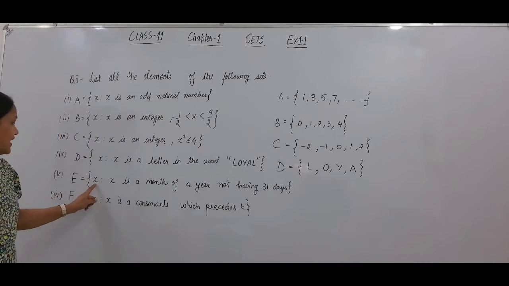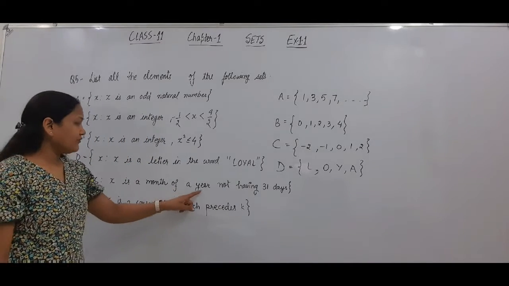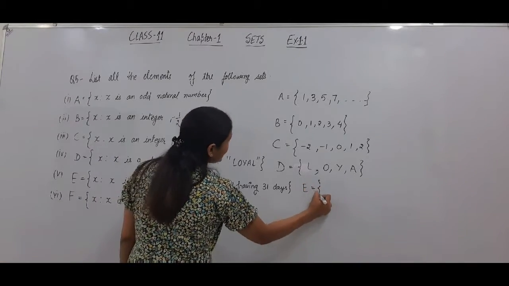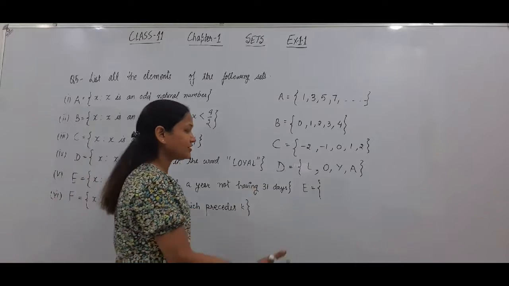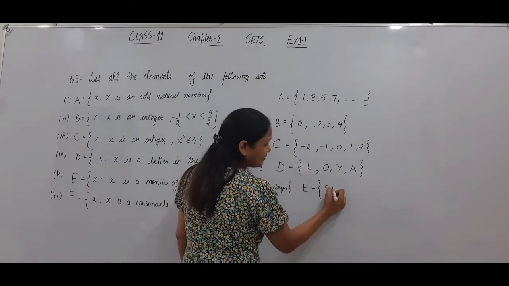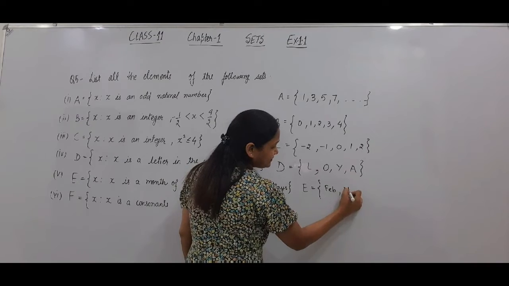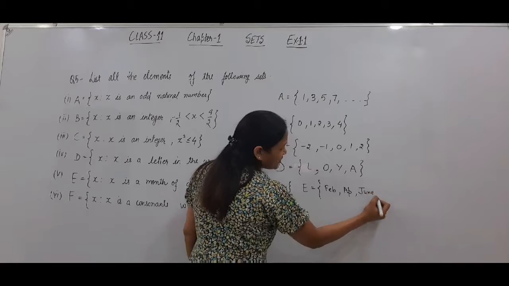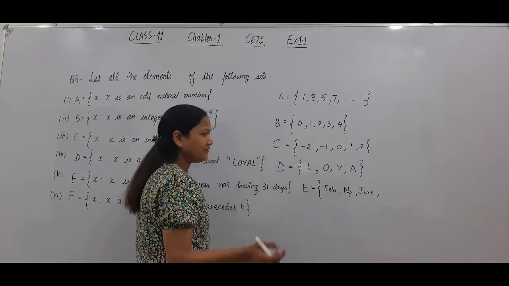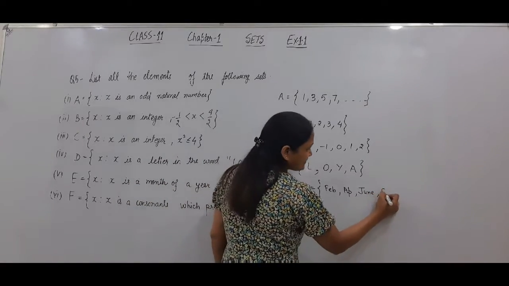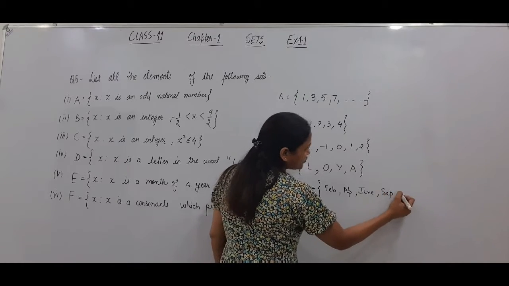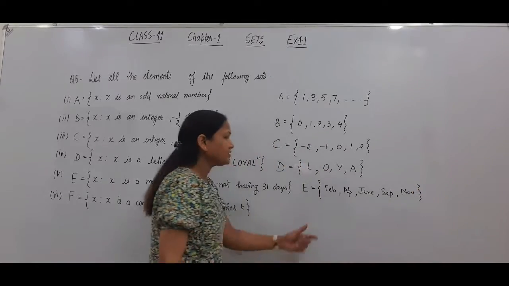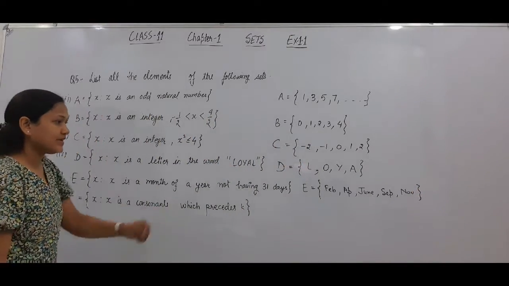Next, E. x such that x is a month of the year not having 31 days. So you have to write all those months which do not have 31 days. January has 31 days, then February, March, April, May, June. Then July and August both have 31 days. September, October has 31 days, then November has 30 days. So these are the months not having 31 days.